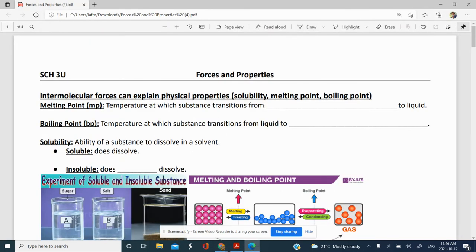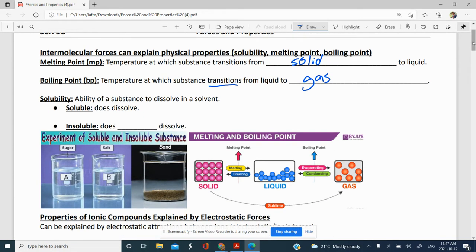Our melting point is the temperature at which a substance will go from a solid to a liquid, so a temperature at which something will melt. The boiling point is a temperature at which something transitions from a liquid to a gas, so basically evaporates. And to do that, you need to add energy. And when you do one of these changes, a melting or boiling, you are breaking the intermolecular forces as opposed to the intramolecular ones.